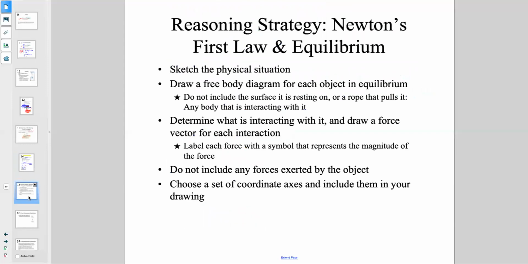So the strategy for Newton's first law and equilibrium is: sketch the physical situation. Always sketch a physical situation. It's an essential thing to do when you're dealing with physics problems. And draw a free body diagram for each object in the equilibrium. So do not include the surface it is resting on, or a rope that pulls it, anybody that's interacting with the object. So determine what is interacting with it and draw a force vector for each interaction. Label each force with a symbol that represents the magnitude of the force.